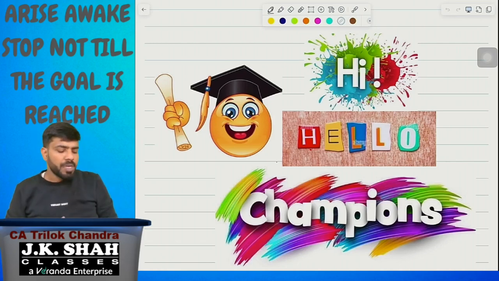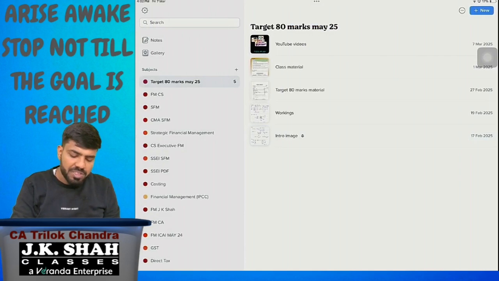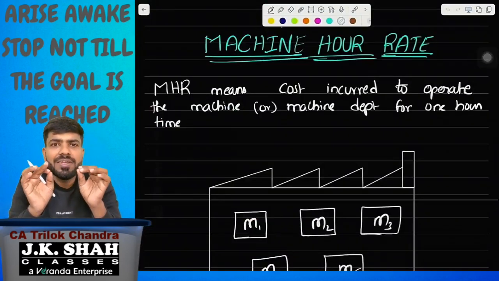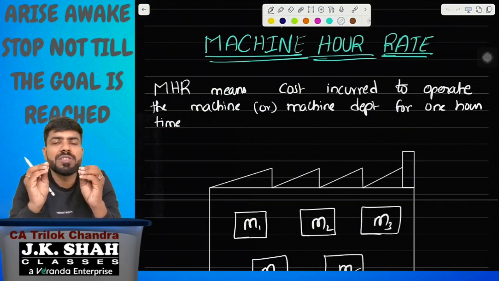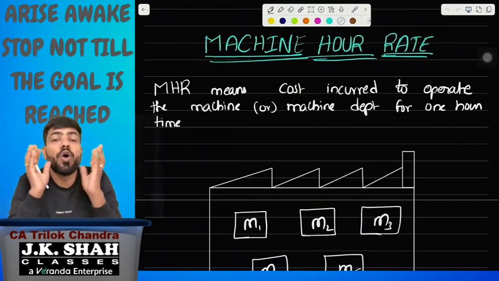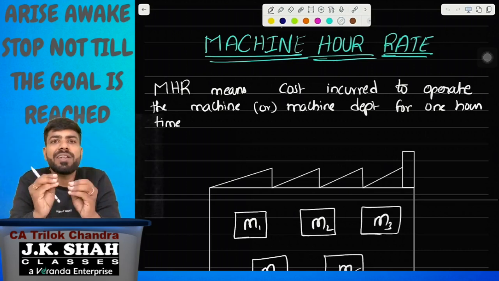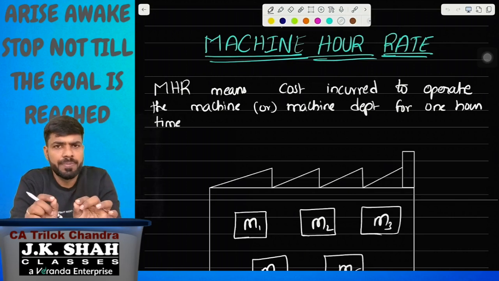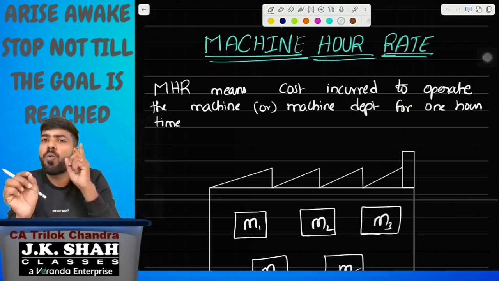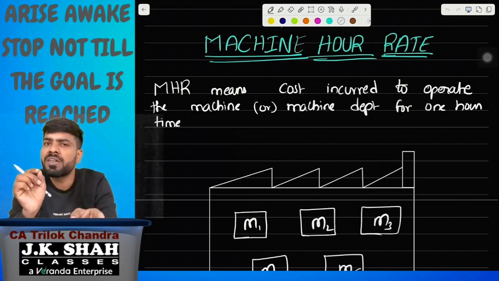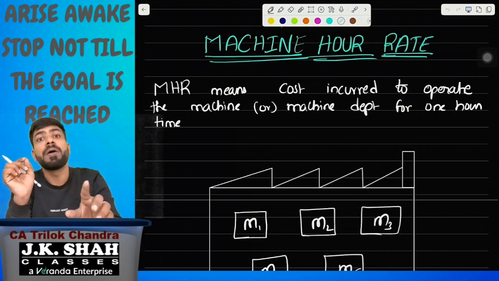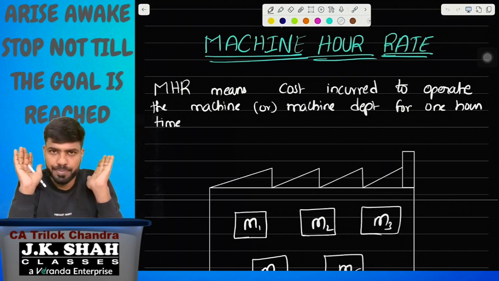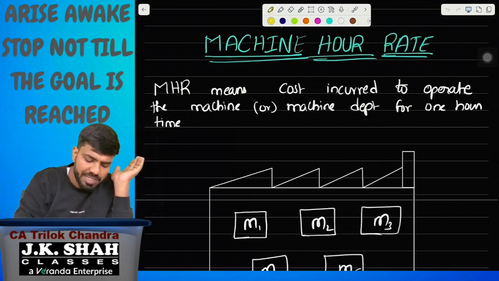Without wasting time, today I'm going to start with a concept called the machine hour rate. Very simple concept, which is a sub concept of the chapter called overheads. Now, what is machine hour rate? Very simple. The expense incurred to operate the machine for 1 hour time. The expense incurred to operate the machine or machine department for 1 hour time is called the machine hour rate.